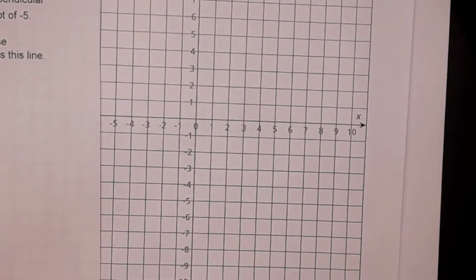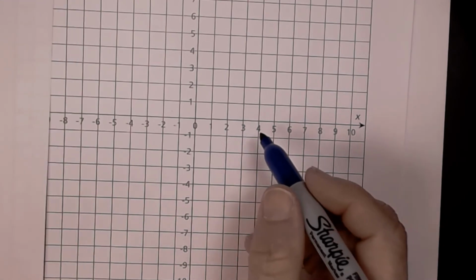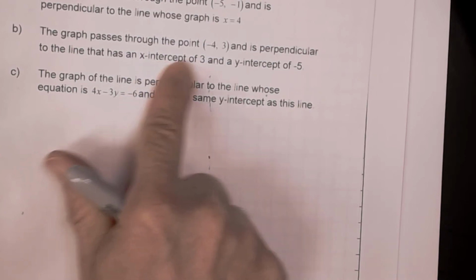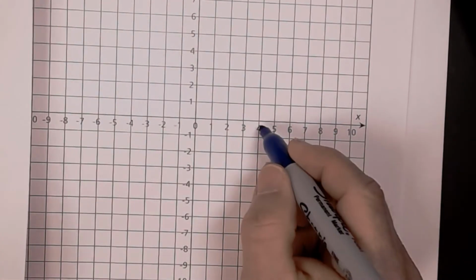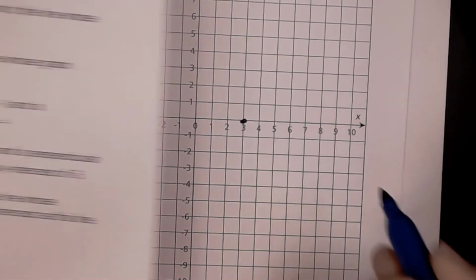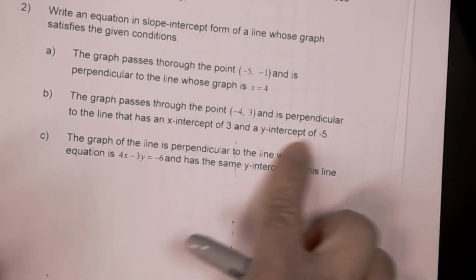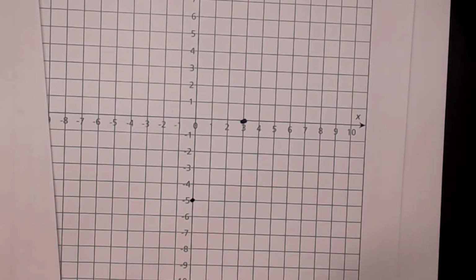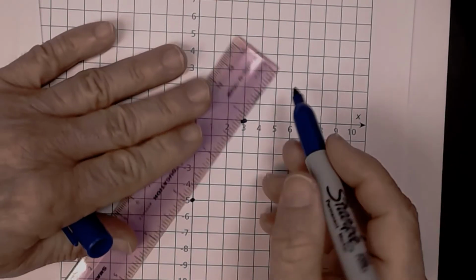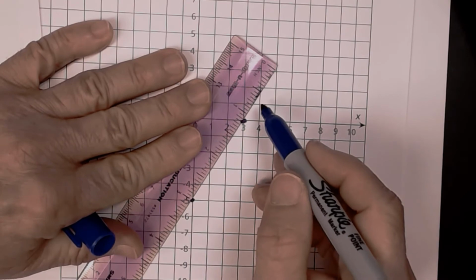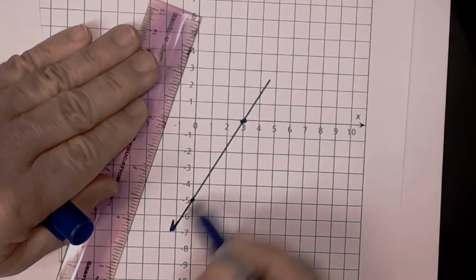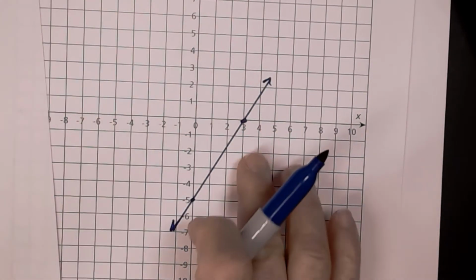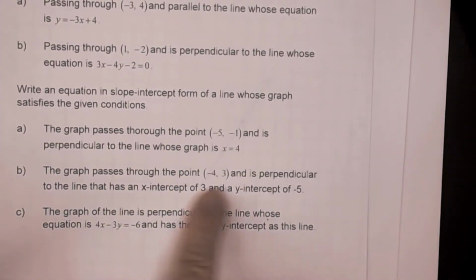Okay, so which means that this line right here crosses the x-axis at 3. That's what x-intercept means. So it crosses the x-axis at 3. And it crosses the y-axis at -5. That's what y-intercept means right here. And so if I draw that line like such, right here, this is the line.